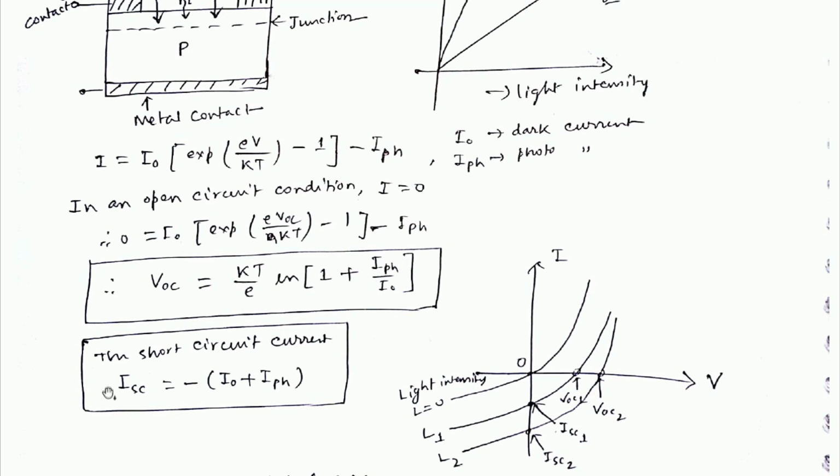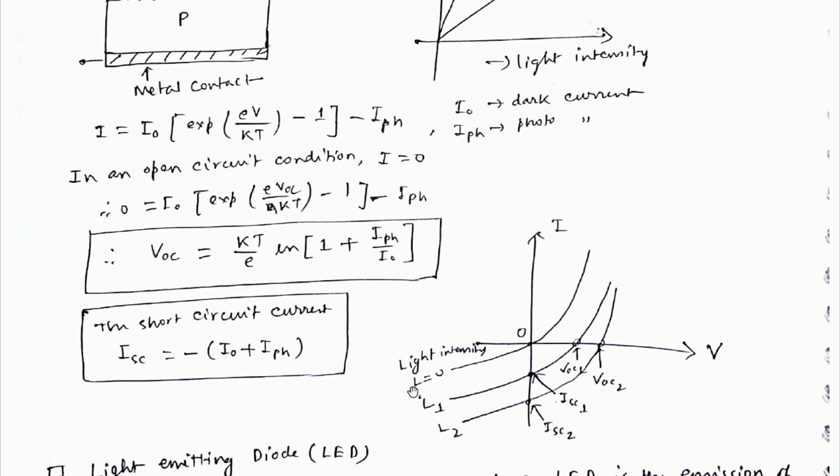The short circuit current ISC equals minus of I naught plus IPH. So with light intensity, when no light is there, it was passing through the origin, but when you have light, then you can see at zero bias you are getting some current, some magnitude, although it's negative, but it's still a magnitude, not 0.